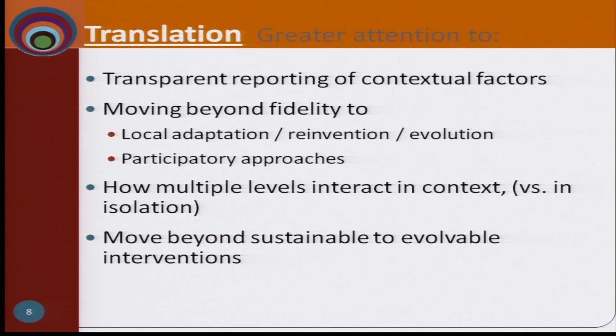And then finally, in translation, there's a need for more transparency in the reporting of contextual factors. And Elizabeth Yano is going to talk to us more about this. We saw a need in the literature for moving beyond our reification of fidelity to the intervention to ways of thinking about interventions that are locally adapted, that are reinvented, that evolve over time, and that include participatory approaches. Really moving beyond this idea that we're trying to discover interventions that can be sustainable, to discovering principles and approaches and intervention opportunities that we can articulate in ways that can evolve over time and in different situations and settings, and then to report that in a way that others can use.